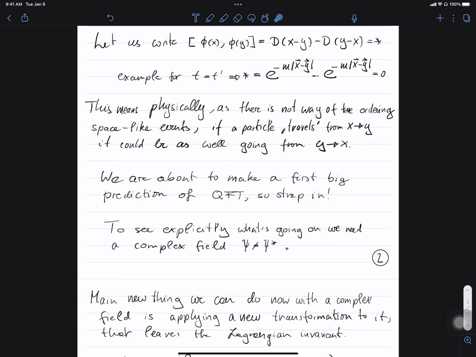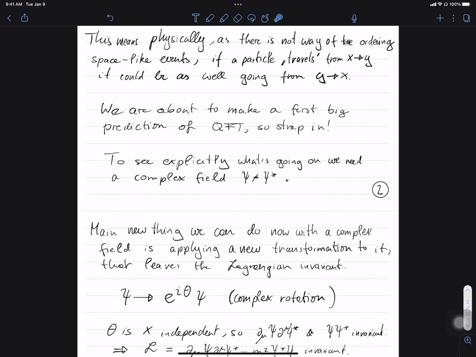Now, that seems to be encoded in this canceling of those two propagation probabilities. But now, what does it really mean in physics? We are about to make a first big prediction from quantum field theory, so get ready.